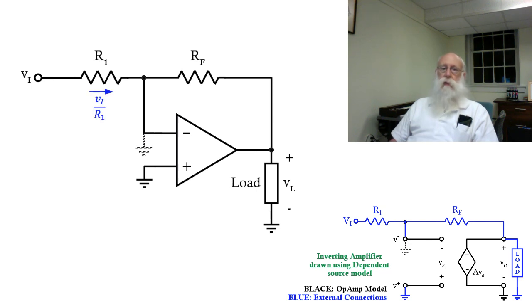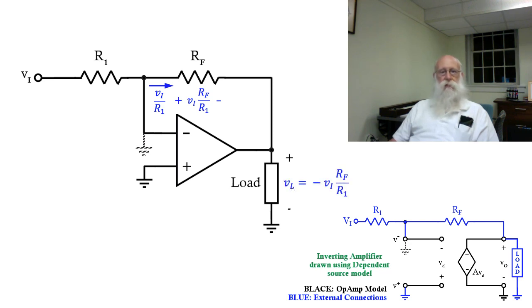Thus, the current through R1 is V_I over R1. All of that current has to go through R sub F since there cannot be any current into the inverting input. And thus the voltage across R sub F is V sub I times R_F over R1. And due to the inverting nature of this, the output voltage V sub L is minus V_I times R_F over R1. In other words, that voltage V sub L is dependent on V sub I.